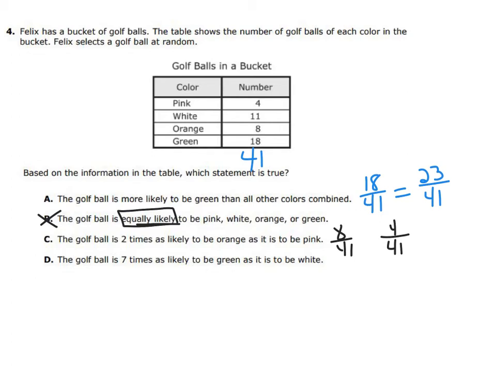D, the golf ball is 7 times as likely to be green as it is to be white. Well, 7 times, white is 11 out of 41. 7 times means that you have to multiply that by 7. And if you look at green, green was 18. So I know that 11 times 7 is not 18. So then that would be wrong. So the only answer that will be correct would be letter C.